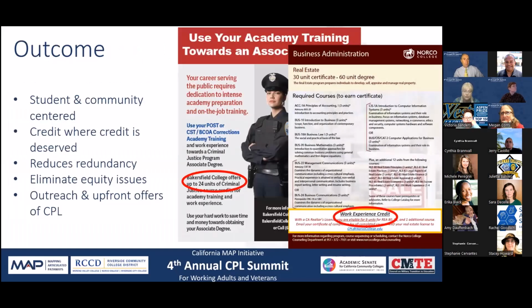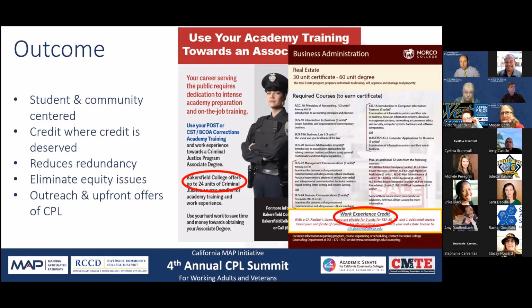So our outcomes are groundbreaking and will change the lives of many of our police officers that do not have a college degree. Just to give you a little bit of research, currently it shows that 50.3% of our police officers here in California have an associate's degree or higher. That leaves roughly 50%, or 49.7%, of the 117,400 police officers in the state an opportunity to earn CPL for their academy and work experience.